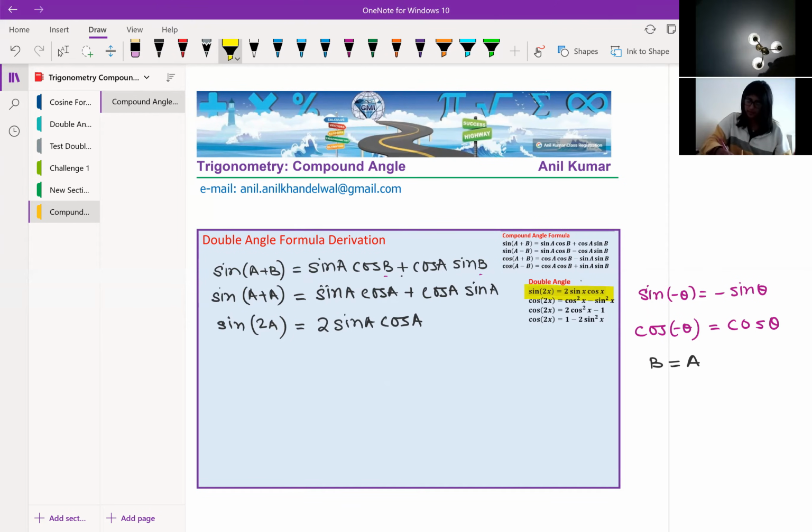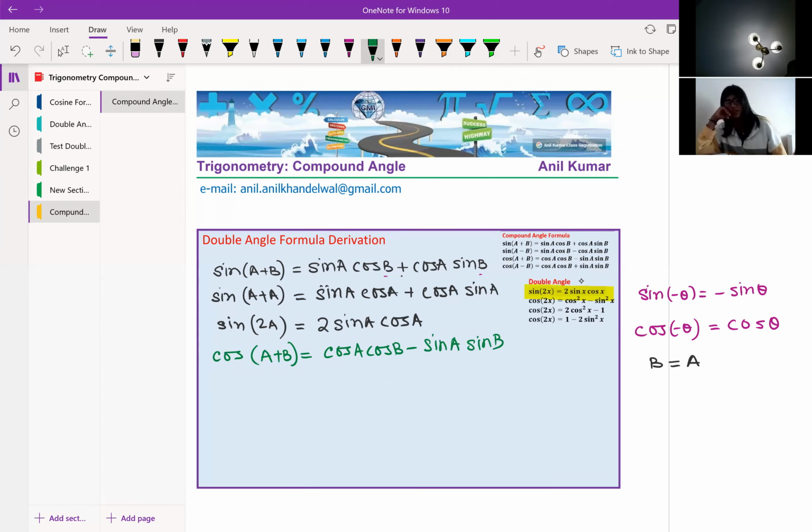Well, I could do the same for cosine also, right? Easy. Now I'll write cos of A plus B equals to. The cos of A plus B is cos A cos B minus sine A sine B.